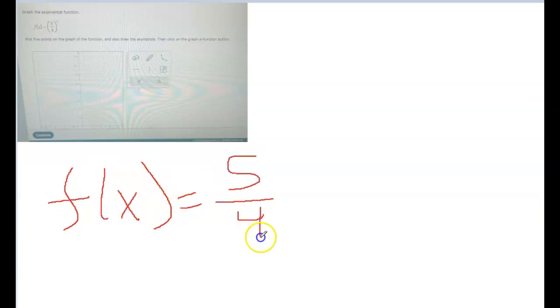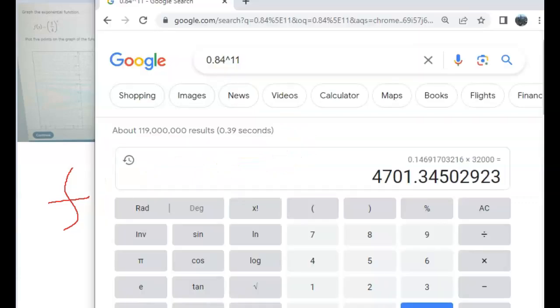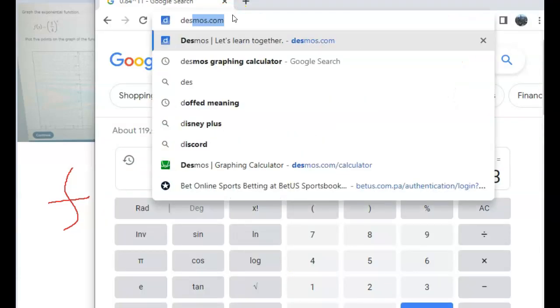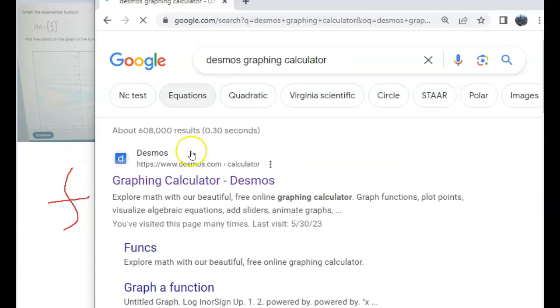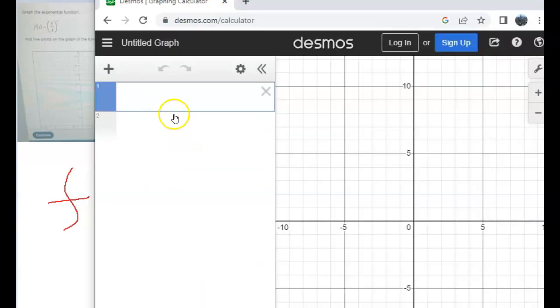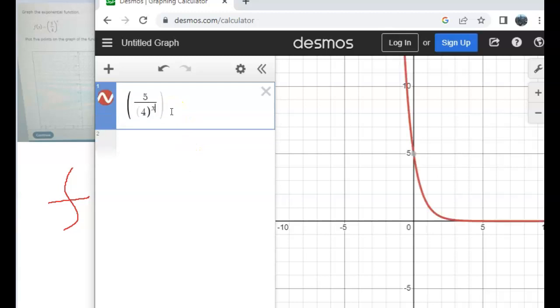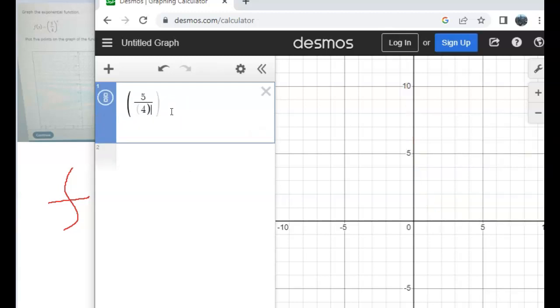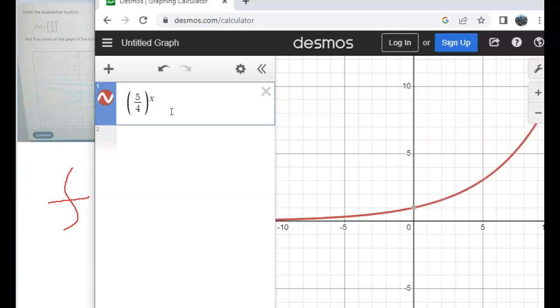So here you're trying to draw f of x. Our function here is the number 5/4 raised to the exponent of x. Let's go to the Desmos graphing calculator. This is a good online graphing calculator just to see what this should look like. 5/4 raised to the x. Yep, I did that wrong. 5/4, that whole entire value raised to x. There we go.